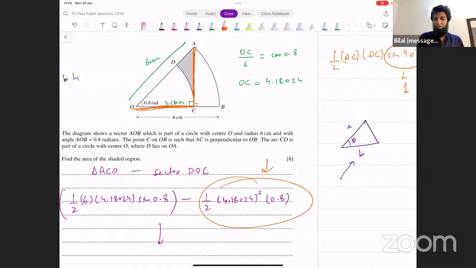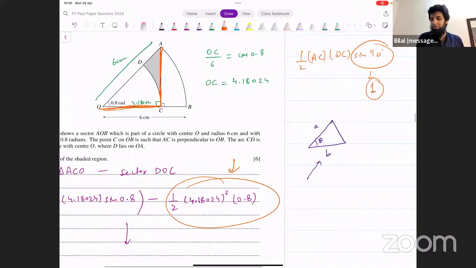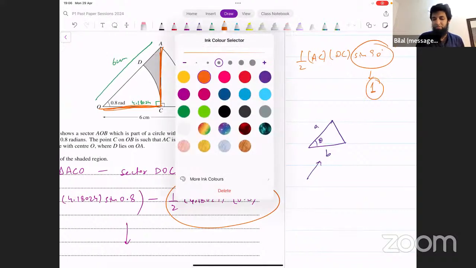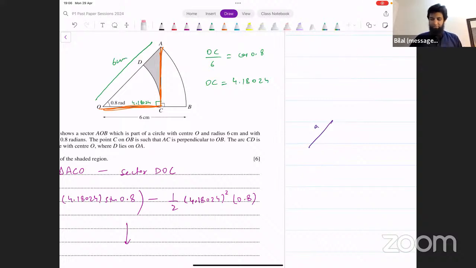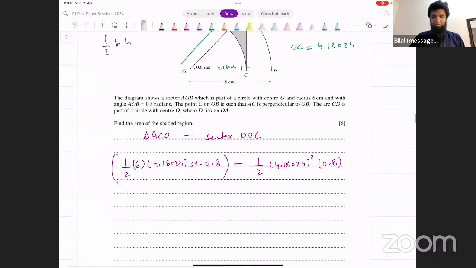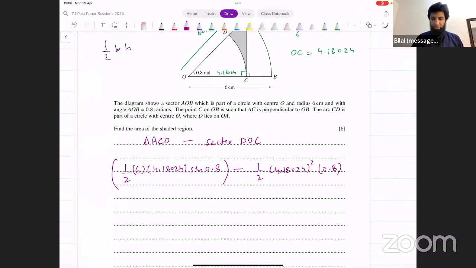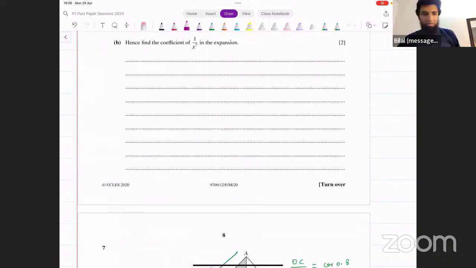When the angle is 90, sine 90 becomes 1, so this thing gets eliminated, and you're just left with this part, and that's where you get this from, half into base into height. Anyway, let's move on to the next page, next question quickly. We can do one more part, and then we end. What was the other one that you were asking about?